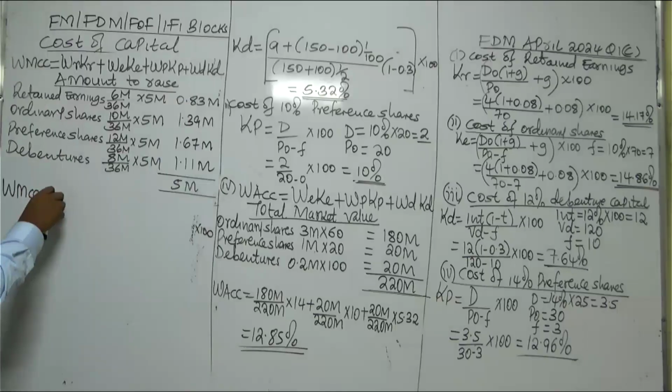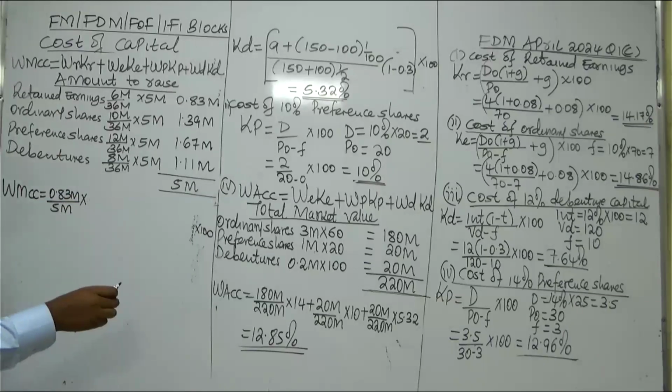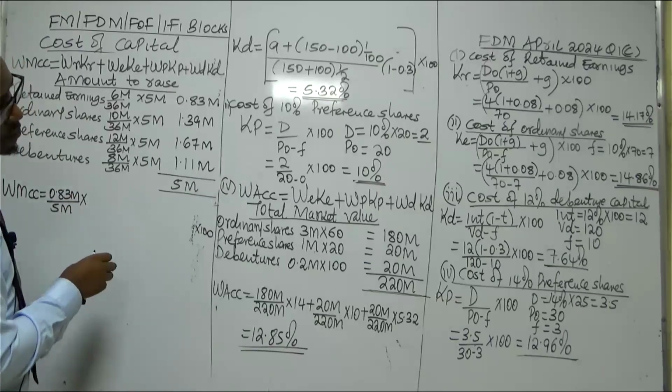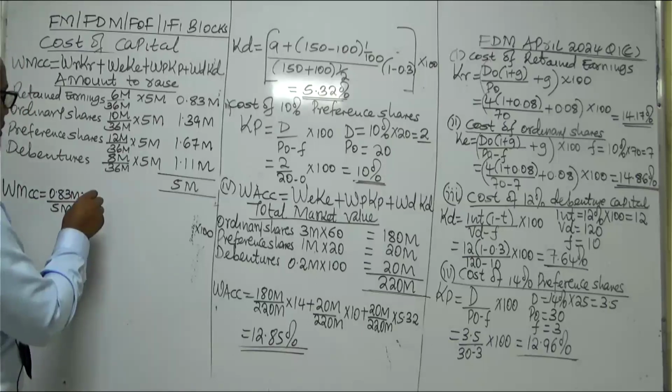Weight of retained earnings 0.83 million, I divide by 5 million, cost of retained earning. It was 14.17.